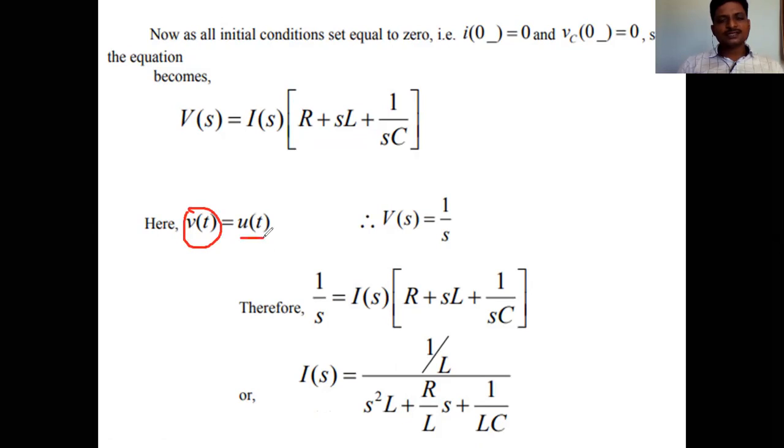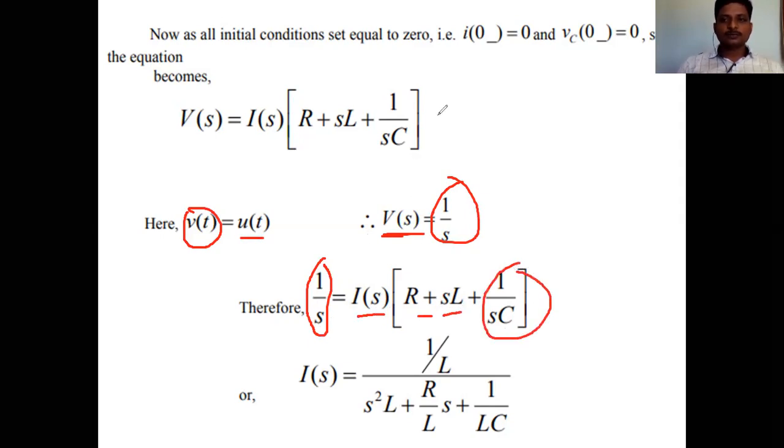u(t) means the unit step function, which means mathematically he is saying that we are applying a DC voltage. So the Laplace transform of V(s) is 1/s. 1/s means it is the Laplace transform of the unit step function. Okay. So we can write 1/s here instead of V(s): 1/s is equal to I(s) into (R plus Ls plus 1/(sC)).